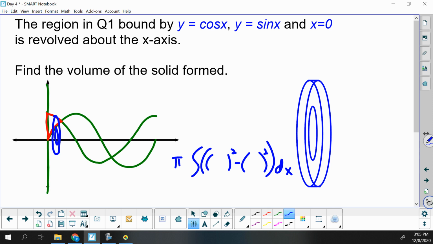The first one will be the outer. So of those two graphs, the one that is further away from the x-axis is the cos graph. So I have cos x squared, and then the closer one is sine x squared. We start at 0, and sine and cos are first equal at 45 degrees, or in other words, pi over 4. So pi over 4 will be our top value.